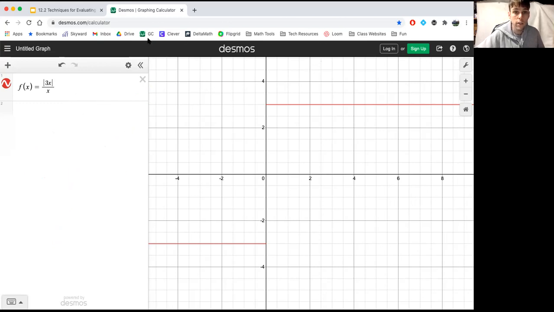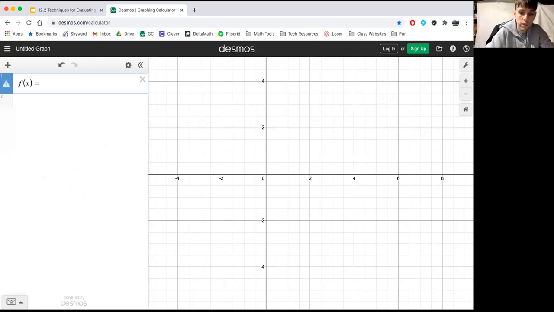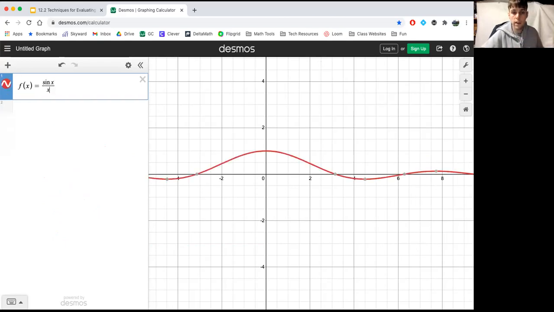All right, now our other function was sine x over x. All right, and again, we're looking at this function as it approaches 0. In this case, at 0, it is undefined, and that makes sense. 0 in the denominator here would make this a division by 0. It is undefined at 0.